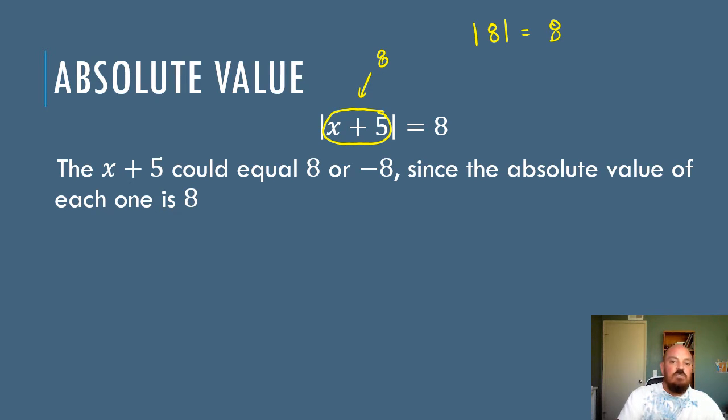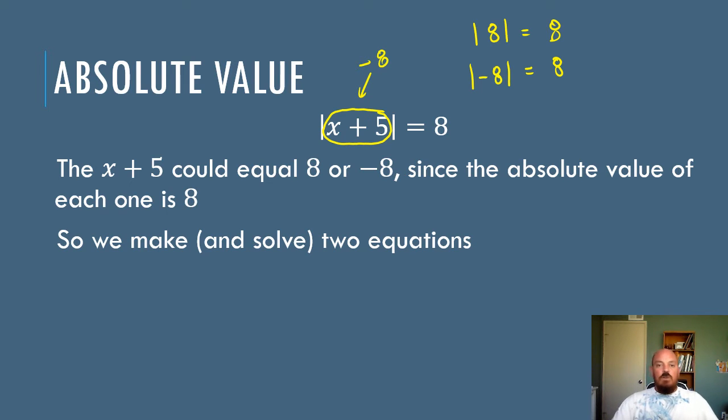But if the x plus 5 equaled negative 8, then what this would say is the absolute value of negative 8, and absolute value turns it positive, so they both equal 8. So what we're saying is whatever is inside the absolute value, we don't know if it was positive or negative. We know that it's going to end up equaling 8 after we do absolute value, but it could have been 8 or it could have been negative 8. So whenever you're doing an absolute value equation, you're actually going to make and solve two equations.